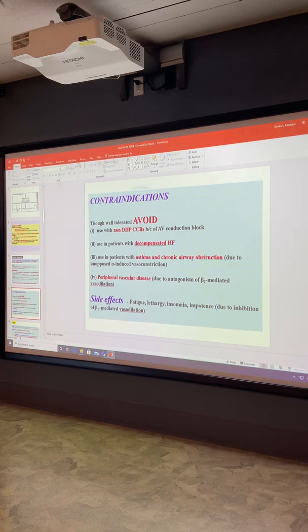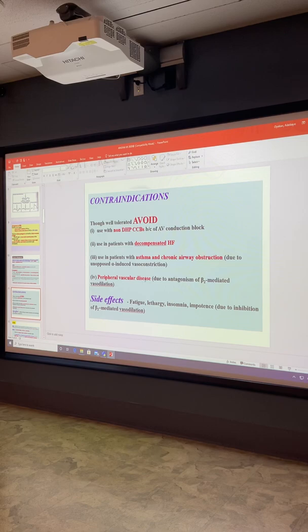Then of course you want to be careful when you give it to patients that have asthma and chronic airway obstruction. And this applies mainly to the non-specific beta antagonists, because when you're blocking the beta 1 and you're blocking the beta 2, then you need, for example, in asthma patients, to have their beta 2 receptors intact. And in chronic airway obstruction, you need their beta 2 receptors active. So do be careful when you're giving it to patients that have asthma and chronic airway obstruction.